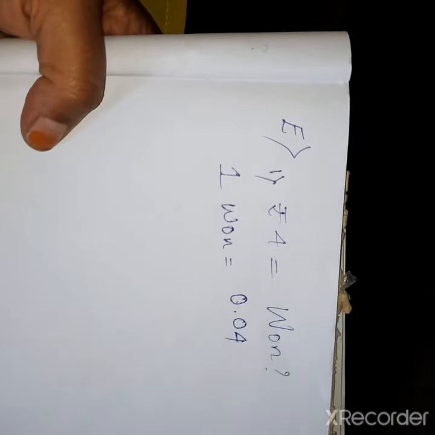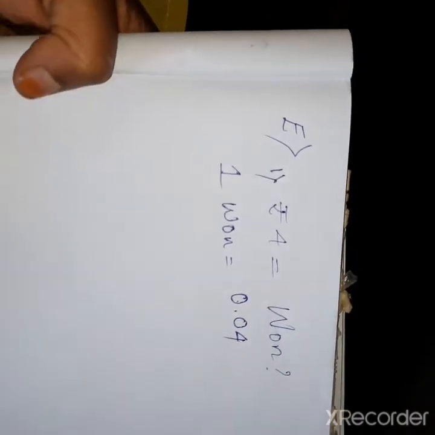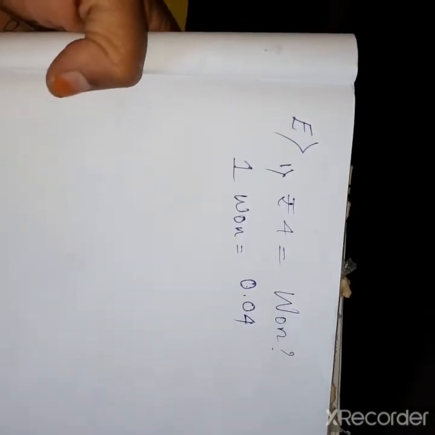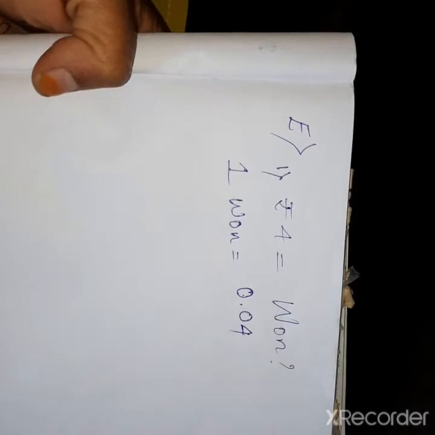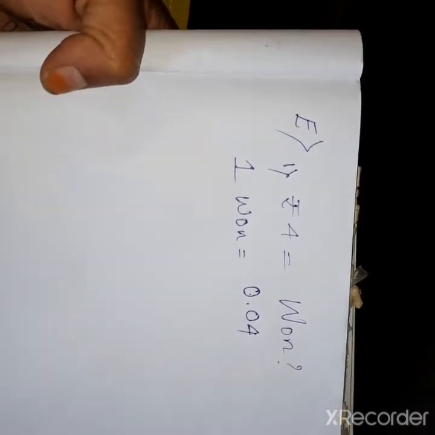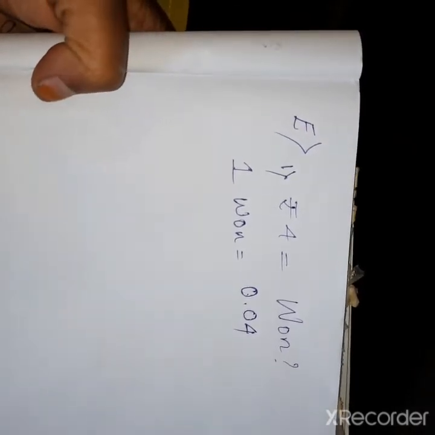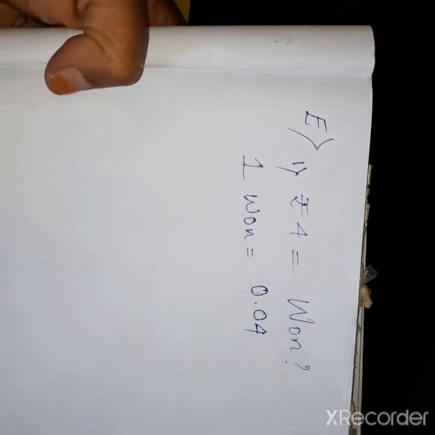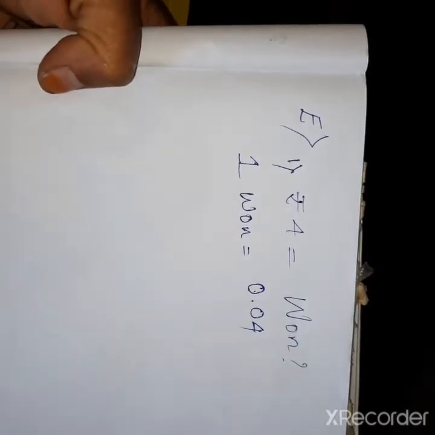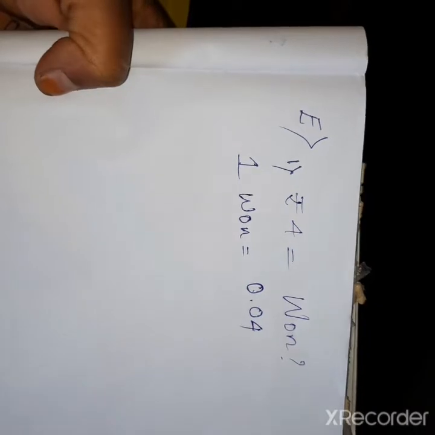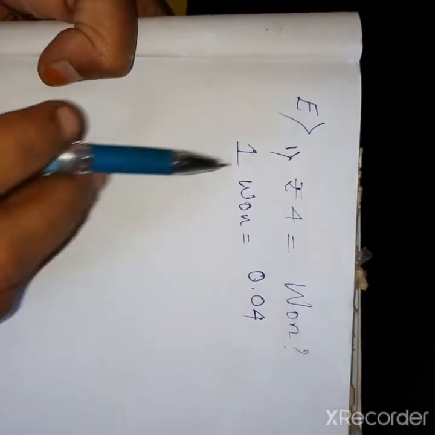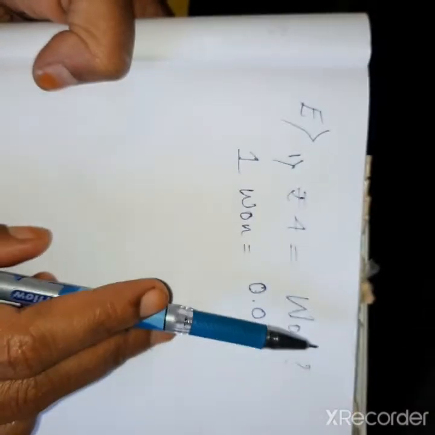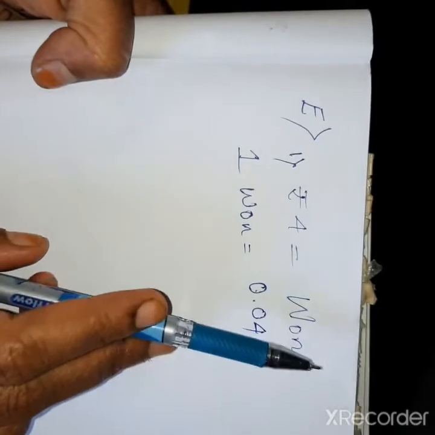Children, now let's look at question E. Question E says, Astha wants some Hong Kong dollars and 1. In question E, there are 2 parts. First question and second question. Let us see the first question. How many 1 can she change for 4 rupees? So, for 4 rupees, how many Korean currency can she get?